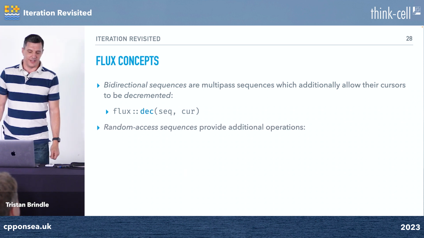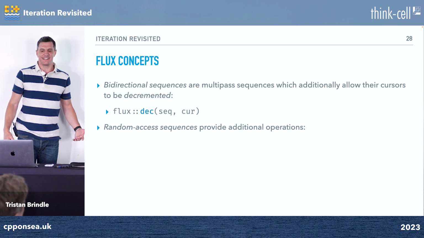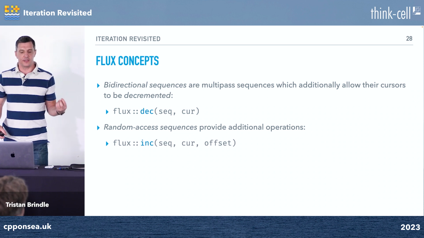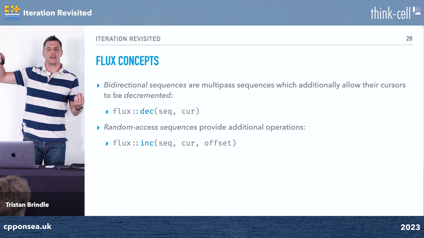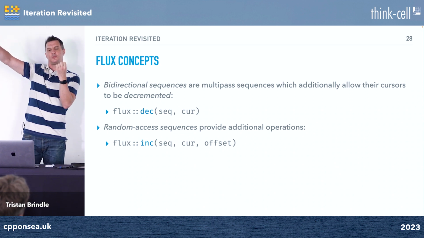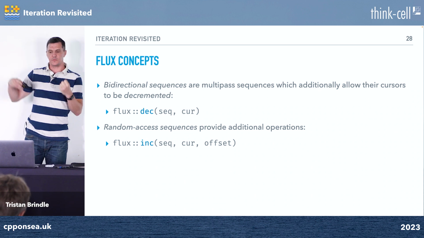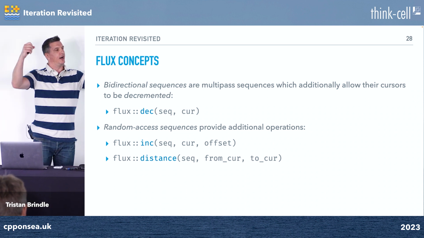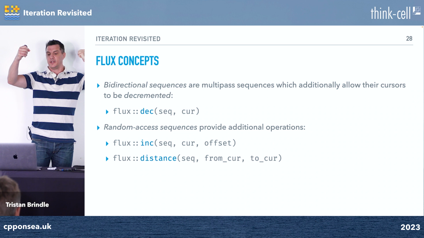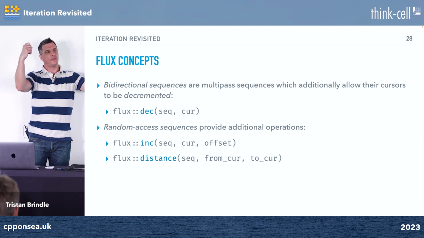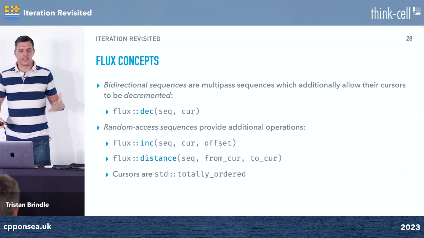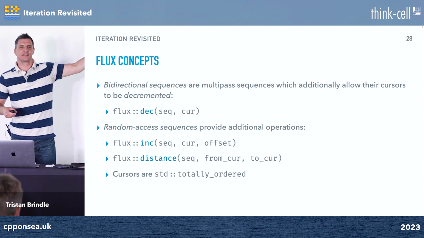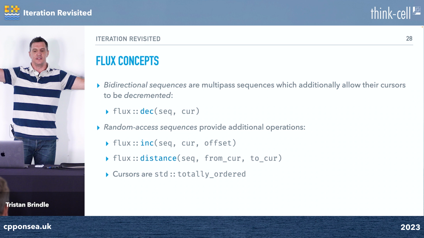And then finally, or nearly finally, as you might imagine, we've got random access sequences. These provide some additional operations as well. We've got another overload of inc, which this time takes a signed offset, so we can go arbitrary distances either side from where we are. They provide a distance operation, which will tell you the distance between two cursor positions. So, how many times do I have to call increment to get from here to here? And also the cursors for random access sequences must be totally ordered. That is, we have to be able to say, is this cursor position earlier or later in the sequence than this cursor position?